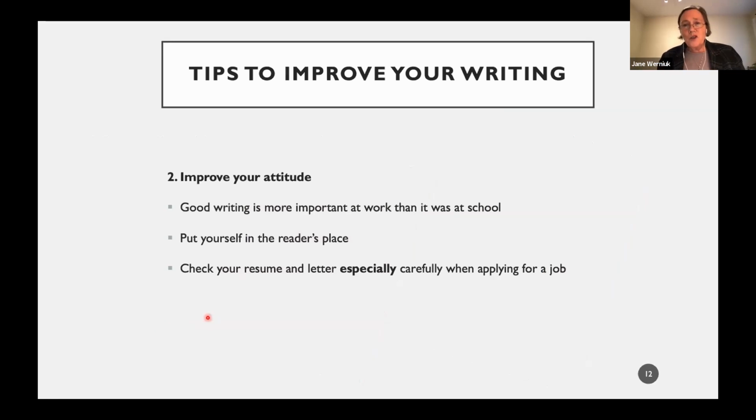How much importance do you place on your writing? Attitude is very important. Most of us were taught in school how to write properly, but some people think it's no longer important. It's time to change that attitude. Good writing is more important at work than it was at school. Put yourself in the reader's place. You have something really important to say in this report or email, so you should do everything you can to make that information clear, brief, and easy to digest for your reader.